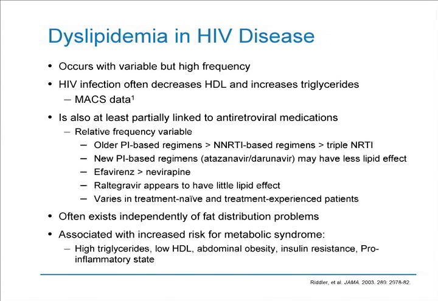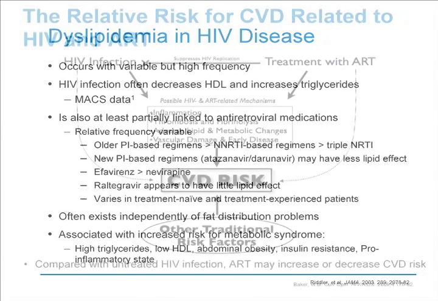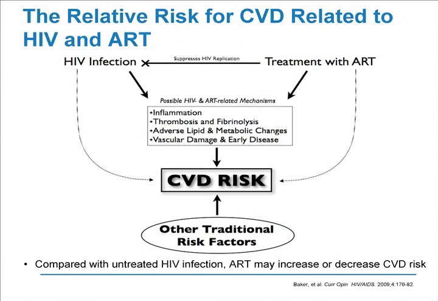You also have fat distribution problems that may or may not be related directly to the plasma lipid problems, and all of this adds up to an increased risk for the metabolic syndrome in many HIV-positive populations. So if you try to look at how all these factors impact cardiovascular disease risk, you have HIV infection possibly increasing inflammation, and through other mechanisms increasing risk.